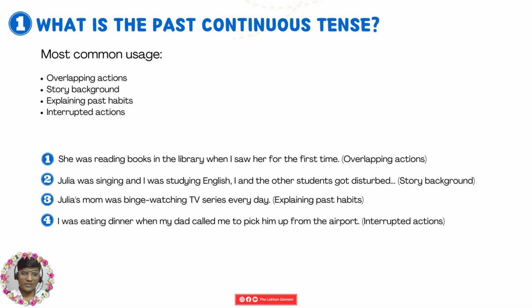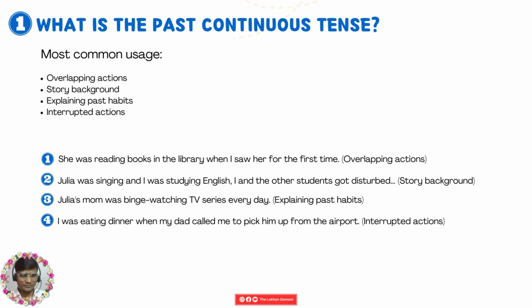Julia's mom was binge watching TV series every day. This is explaining past habits. Something that was continuously happening. It was her habit that she used to watch again and again. That kind of habit, right? For example, I was drinking a lot of water, but now I'm not. So I'm telling you my habit. I'm explaining my habit.